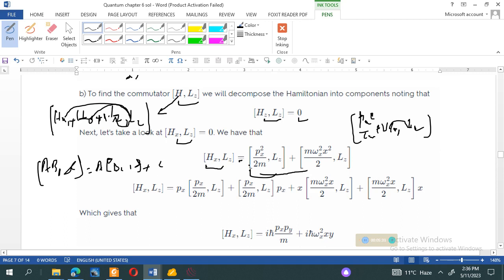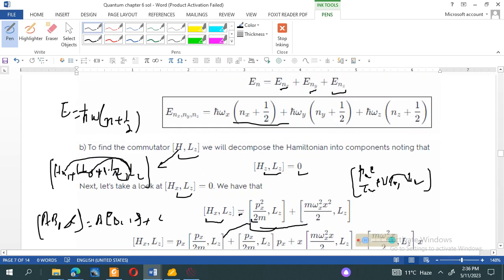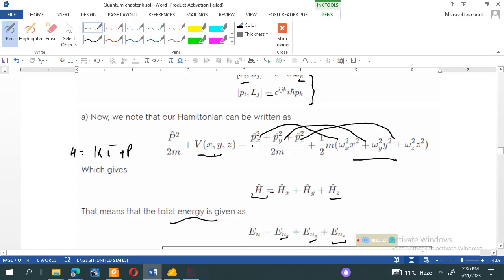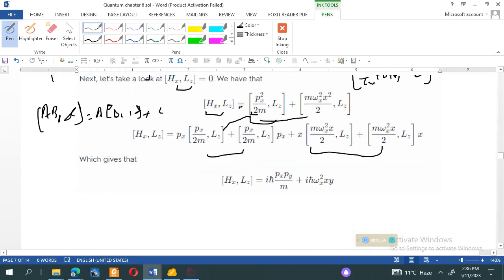This formula, we will apply this formula on this term, so it will expand like this, and similarly applying those associative formulas on this term, so it will give us the two terms. Okay, now using the above result, these formulas, this one, so it will give us Px and Lz.